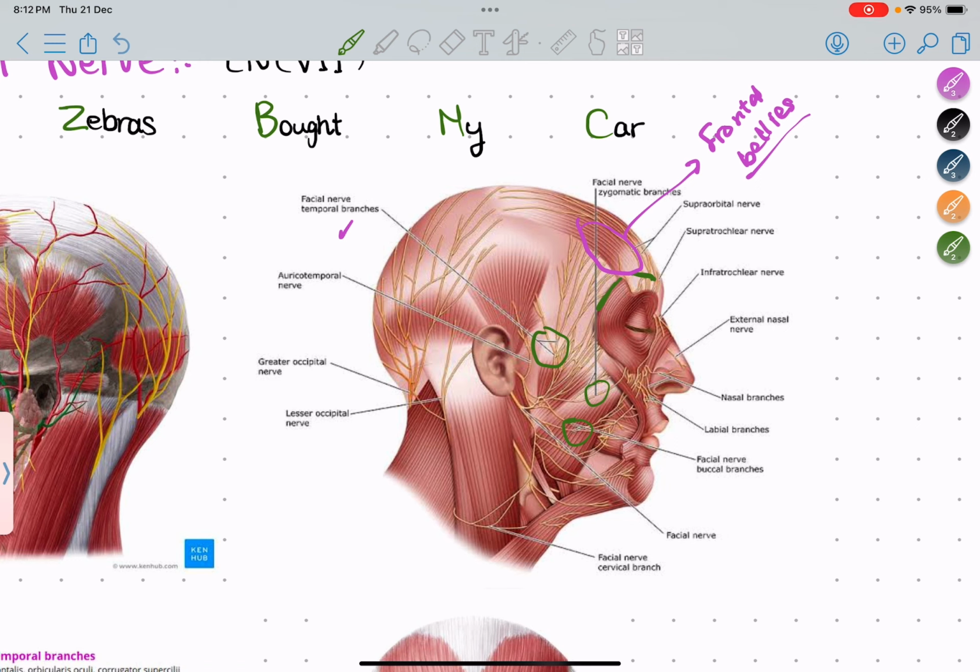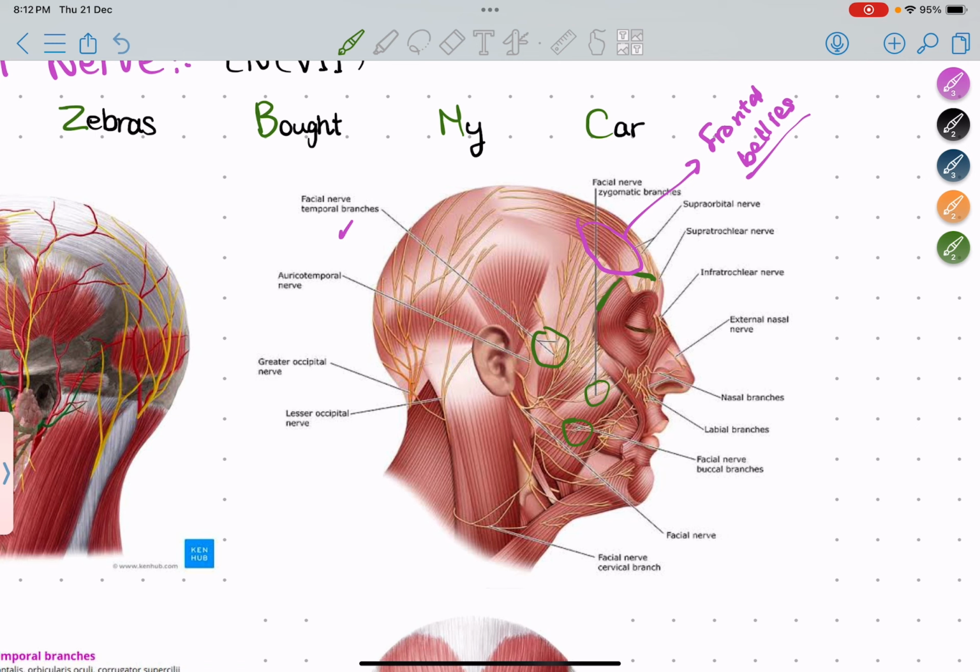Well, let's move on to my. M here stands for the mandibular branch, and I've just talked about the mandibular branch while talking about the orbicularis oris muscle. So the mandibular branch supplies the muscles of the lower lip.